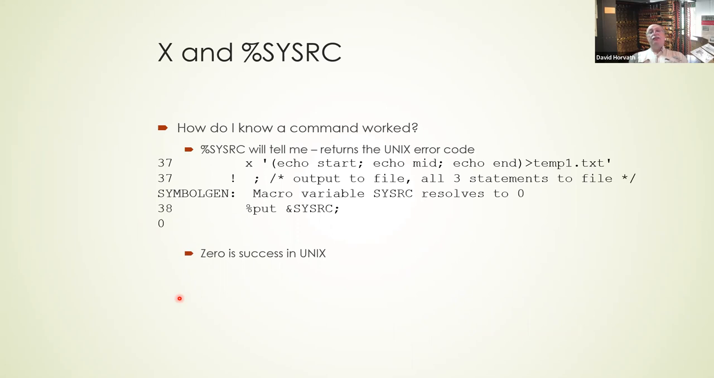Now, I can figure out whether a command worked or not, because I have the variable SYSRC. It will return the Unix error code. In this case, it resolves to zero, and zero is success in Unix. And of course, I can use that. I can just do a put, or I can do conditional logic. It's up to me what I do with that, but I have the capability of looking at it. Key: zero is success in Unix.